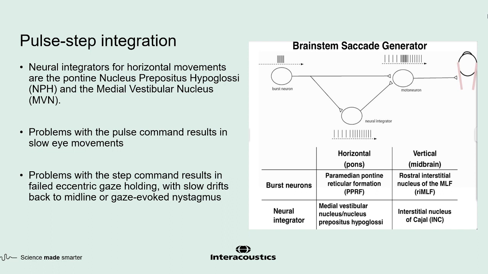Problems with the step command result in failed eccentric gaze holding with slow drifts back to midline or with gaze-evoked nystagmus. So if someone generates a saccade to a target, once they reach that target, their eyes should hold still on that target. And if the eyes have drifts after, if you see glissades, if you see square wave jerks, if you see intrusive saccades, those are circumstances where they've got problems with neural integration.